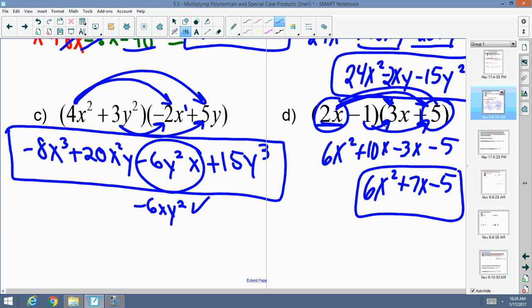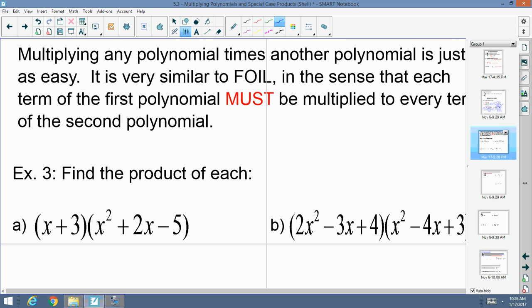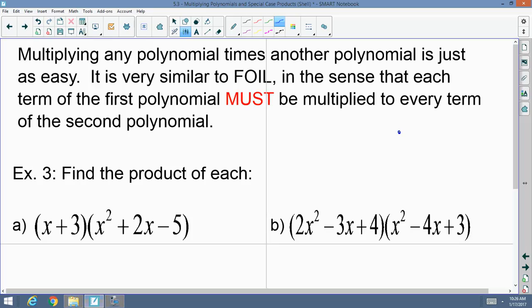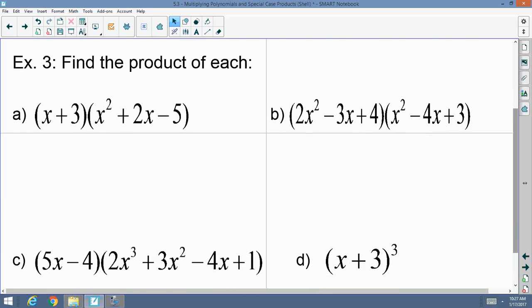Let's do this. Now, multiplying any polynomial times another polynomial is just as easy. It is very similar to the FOIL in the sense that each term of the first polynomial must be multiplied to every single term of the second polynomial. These are going to be longer answers, but still extremely doable. So if I have here x plus 3 times x squared plus 2x minus 5, I want you to simplify this product.